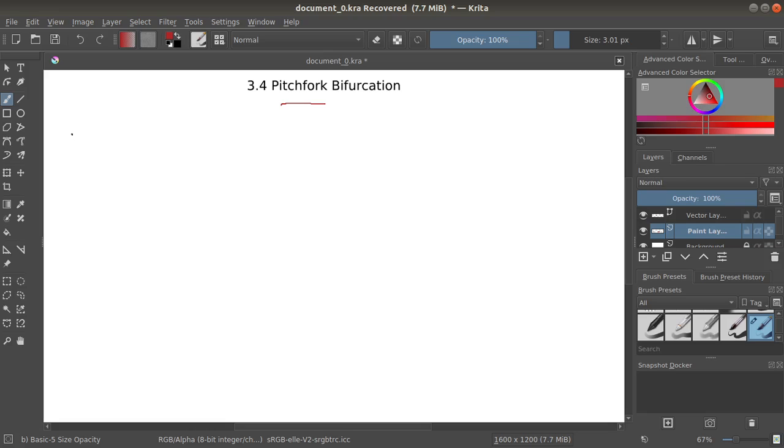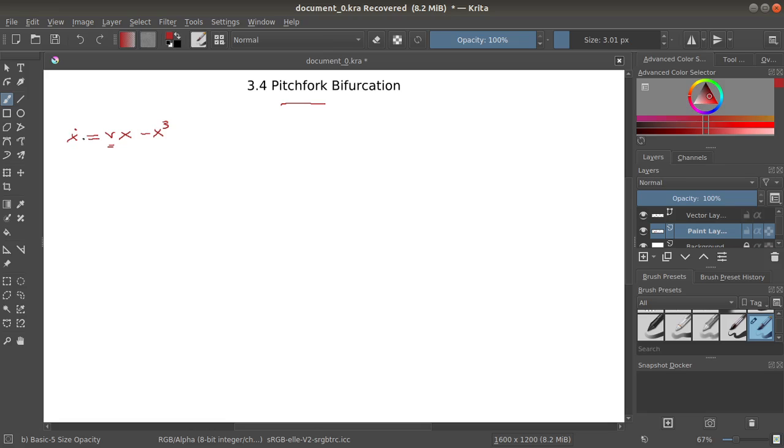It's given in the following manner: x dot equals rx minus x cube. So this is the normal form of the pitchfork bifurcation. In order to understand how the bifurcation is going to happen, let's plot this one. Here r is our control parameter, and let's tune this r value and see what sort of behavioral change the system is going to have.